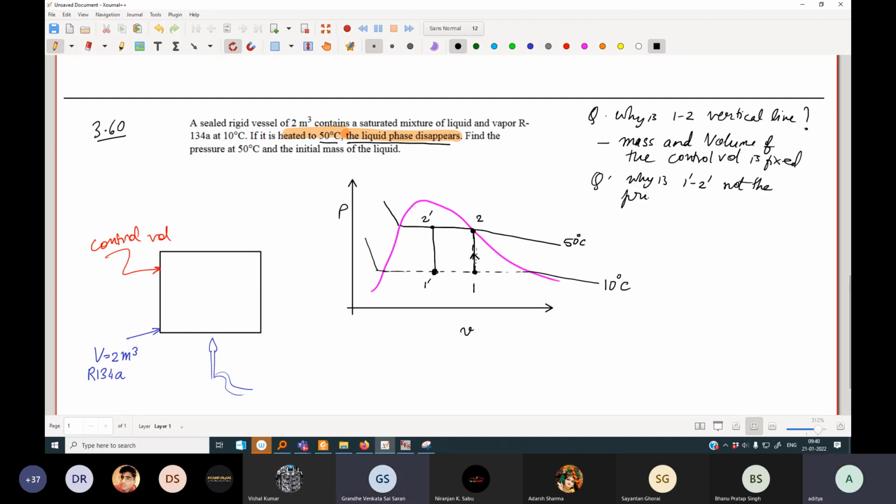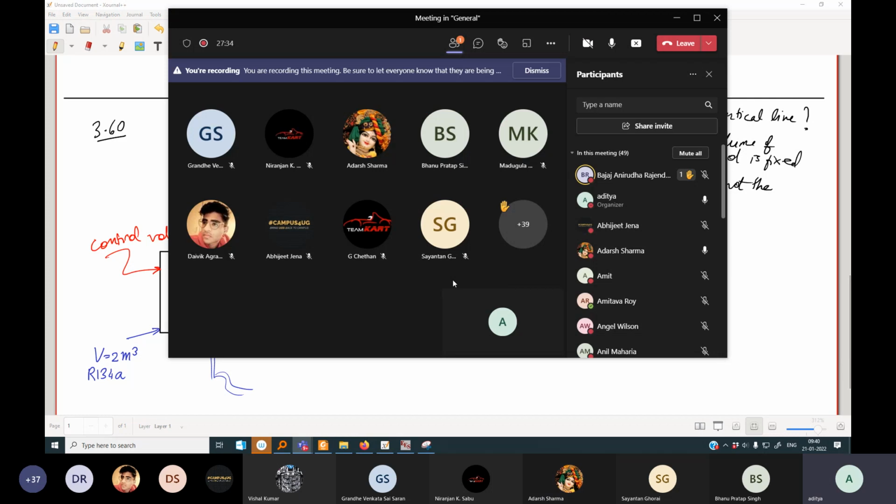So the liquid phase disappears. Someone else. Not you guys. Aniruddha, he knows the answer. No, come on, you can lower your hand. I know you know the answer.